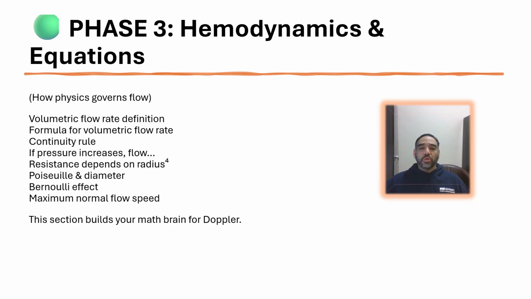Next, we'll analyze what happens when pressure increases and how pressure differences drive flow. And we'll move into resistance, specifically how resistance depends on radius to the fourth power. This concept is critical and heavily tested. That leads us into Poiseuille's law, where diameter becomes the dominant factor controlling flow. After that, we'll discuss Bernoulli effect, explaining how velocity and pressure are inversely related. And finally, we'll anchor everything with the maximum normal flow speed in the circulation, giving a clinical reference point. So this entire section is designed to build your foundation for Doppler, because once you understand how pressure, radius, resistance, and velocity are mathematically connected, Doppler questions stop being random and start becoming logical.